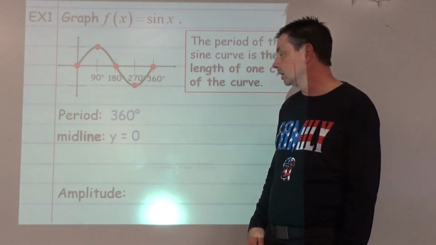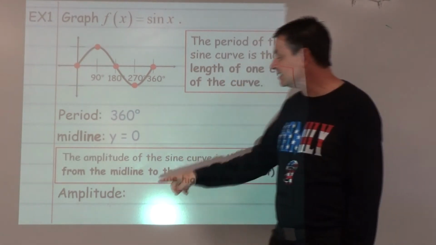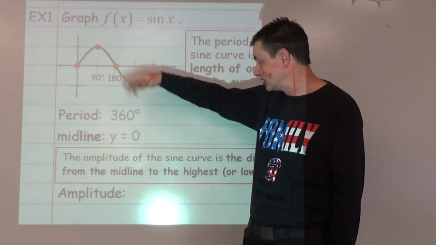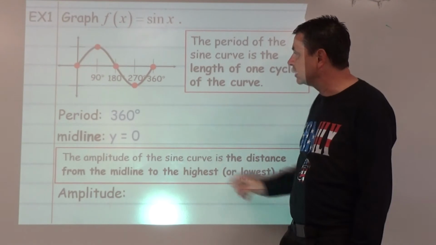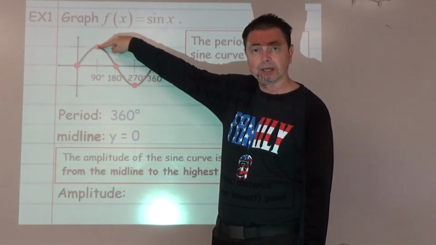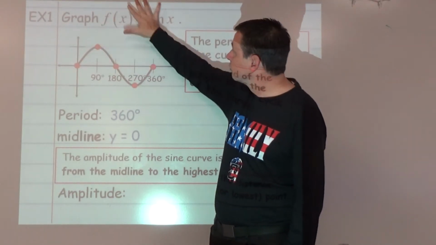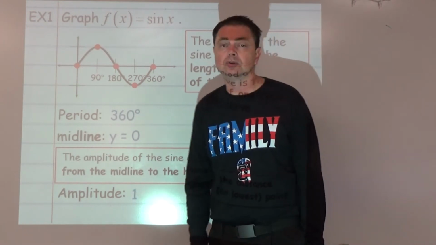Amplitude vocabulary. The amplitude of the sine curve is the distance from that midline, for us right now the x-axis, to the highest or lowest point, but let's focus on the highest point. So how far is it from the x-axis to the highest point? That distance is 1. So for our base sine function, the amplitude is 1.